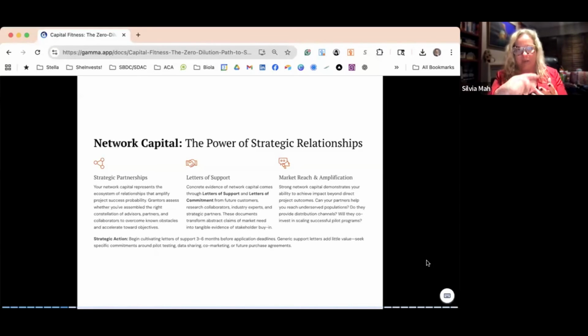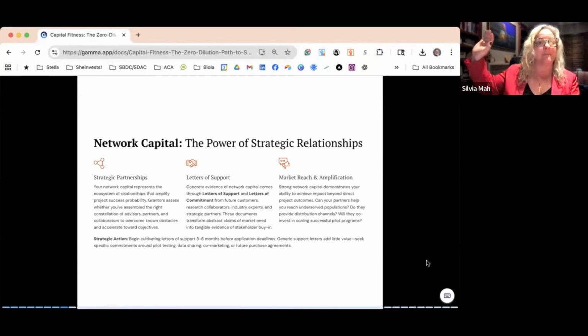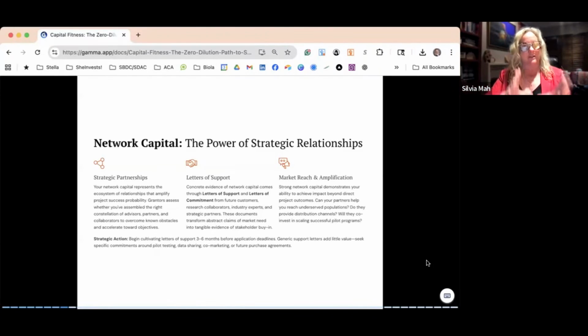But in the grant arena, that resource capital is really in 2 different buckets. One is network, and then of course the other one is resource. There need to be strategic partners that you're going to go after. Network capital represents the ecosystem of relationships that allows you to be as successful as possible. Usually they're asking for letters of support or letters of commitment. That might be a little bit different than LOIs, which are letters of intent, and memos of understanding further along that timeline for investors. You're looking at letters of support, showing that other organizations or foundations are helping you do the things that you need to do, right?